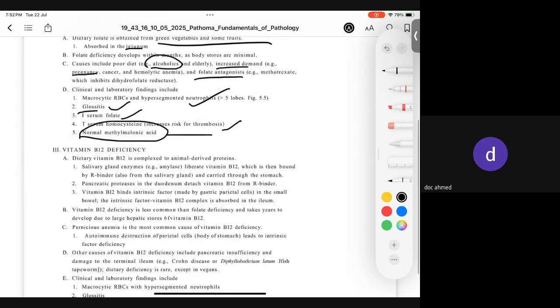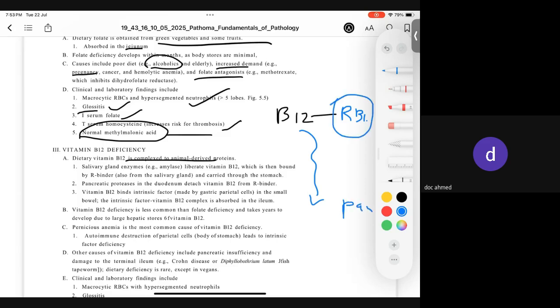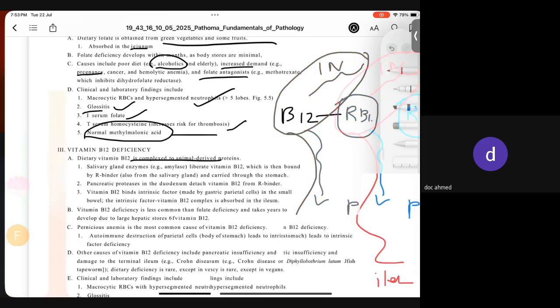Okay. Vitamin B12 deficiency. From where do we get vitamin B12? We get it from animal derived proteins. Remember, when we get this B12 in the mouth, it attaches to something called R binder. Once the R binder is bound to B12, it enters the body. In the duodenum, your pancreas is going to remove the R binder from B12 and attach intrinsic factor to it, right? And once intrinsic factor is attached to B12, this entire complex is then going to be absorbed in your ileum. Is it clear? Yes.